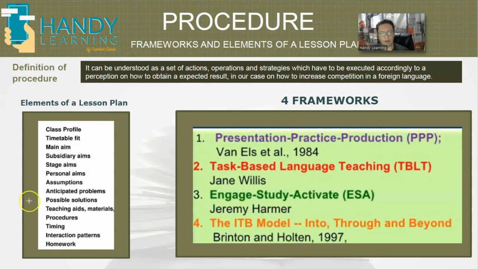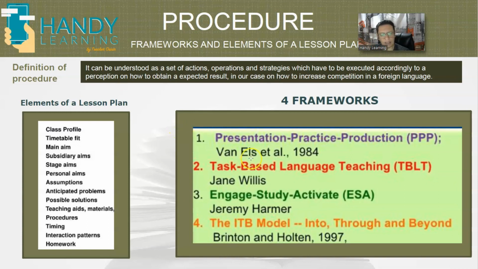On the other hand, we have 4 different frameworks to follow. One is the classical PPP, which is presentation, practice, and production, right? In which we're going to be following that step: the presentation of a lesson, then some drills for students to practice, and finally, interactional patterns, which is the production part. We have the TBL framework, which is pre-task, task, and post-task, just 3 steps.